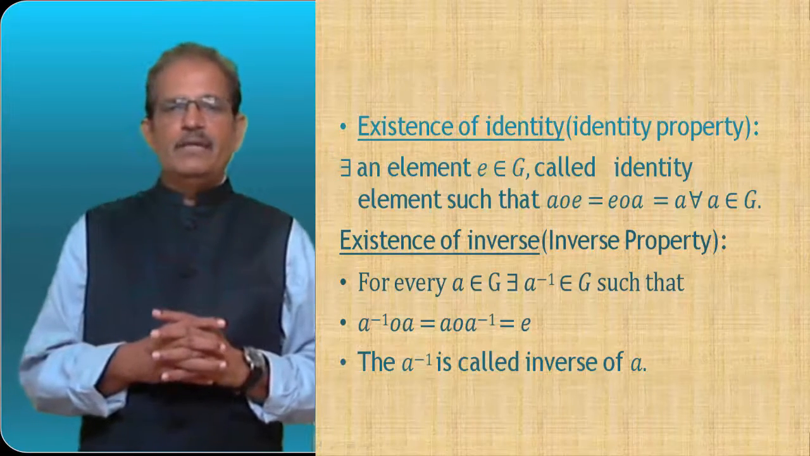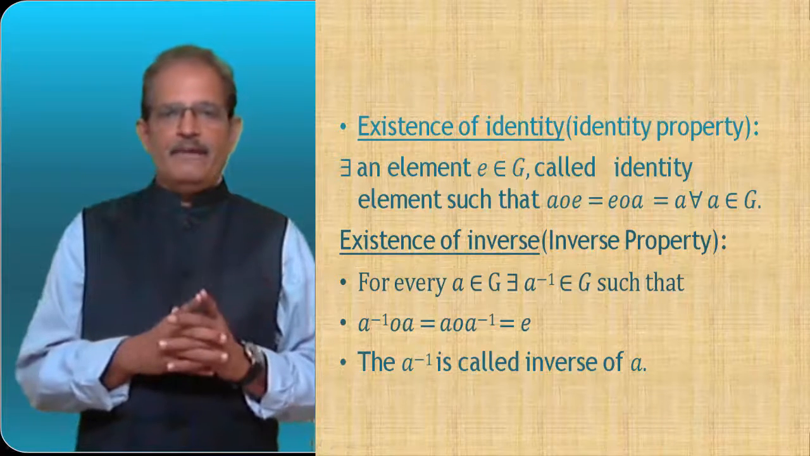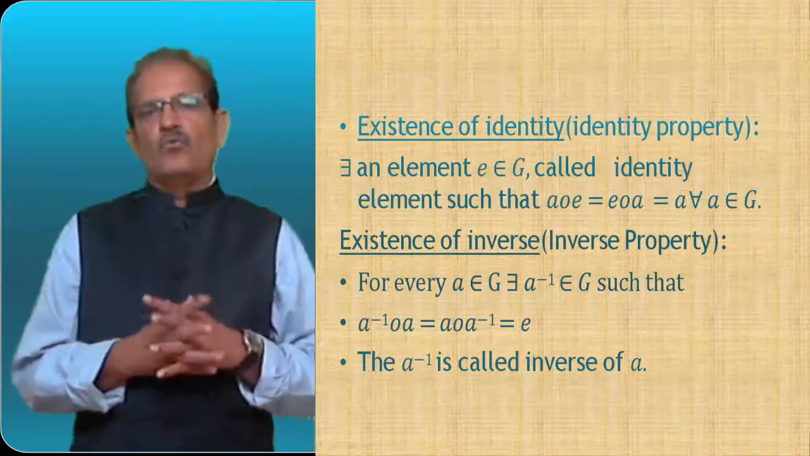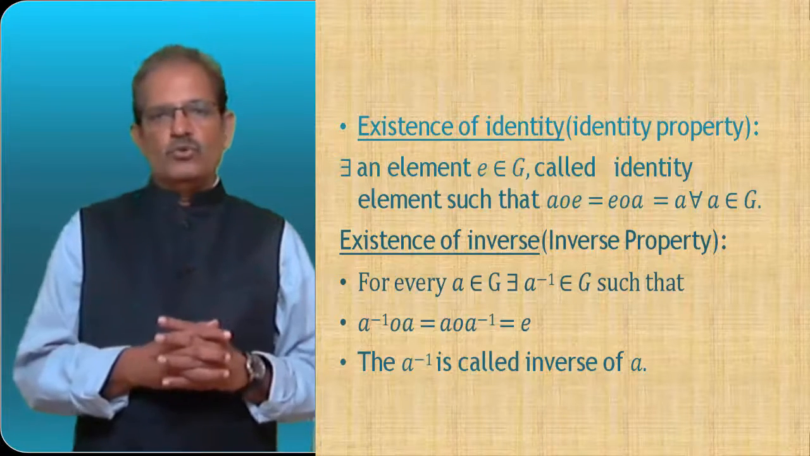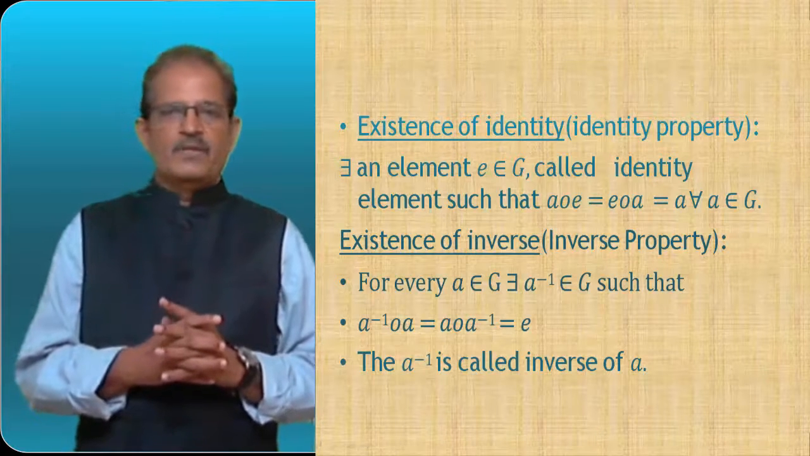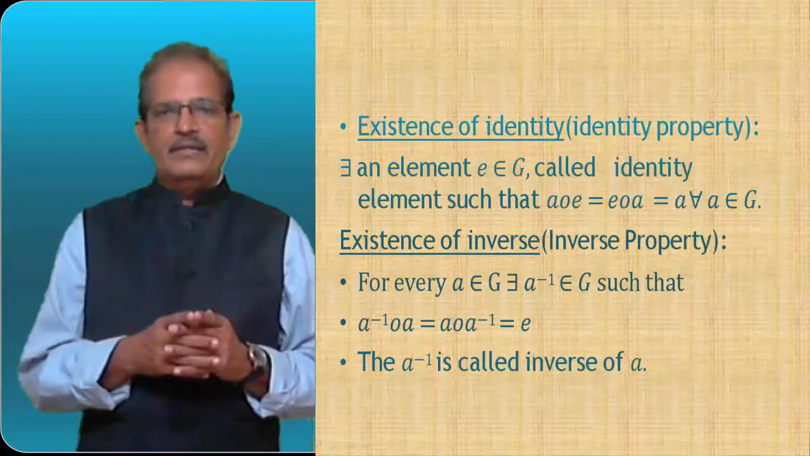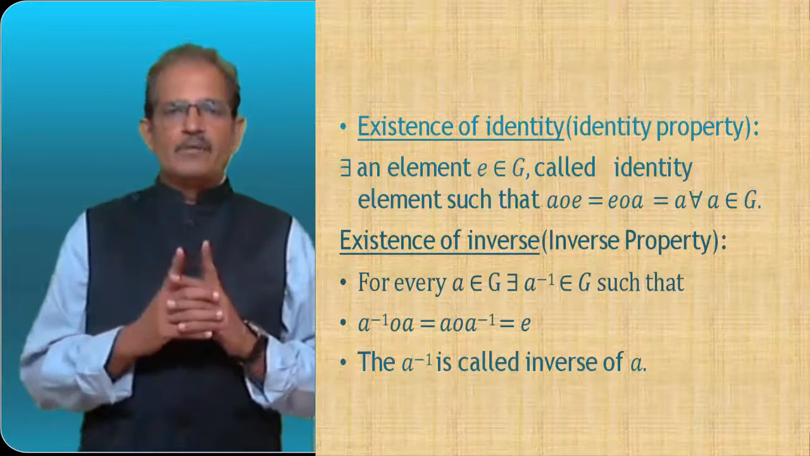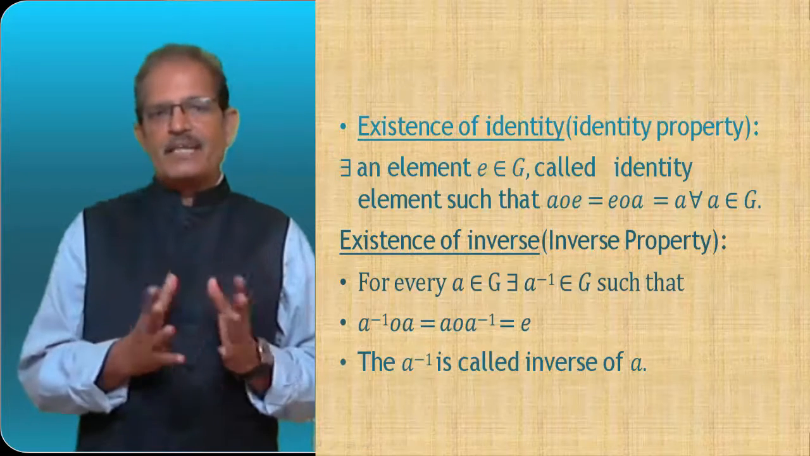Here a may be any element of G. You take element e and a and operate o. a o e, e o a, whatever you do, the result should be a. In that case, if it is true for all elements of G, then e is identity element of G. So therefore, identity property will be satisfied.